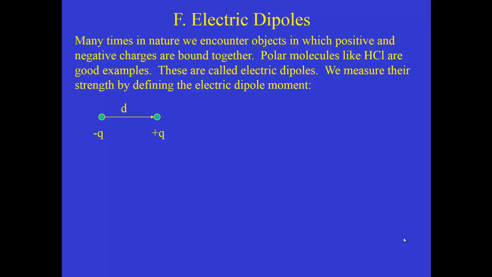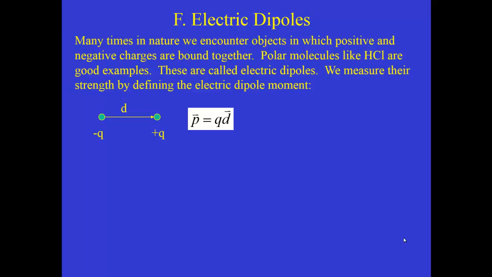So polar molecules, hydrogen chloride for example, are a good example of stable and permanent electric dipoles. So we measure their strength, and we'll see where this comes into play when we calculate the fields that they produce. We measure their strength through the vector p, which we call the electric dipole moment.